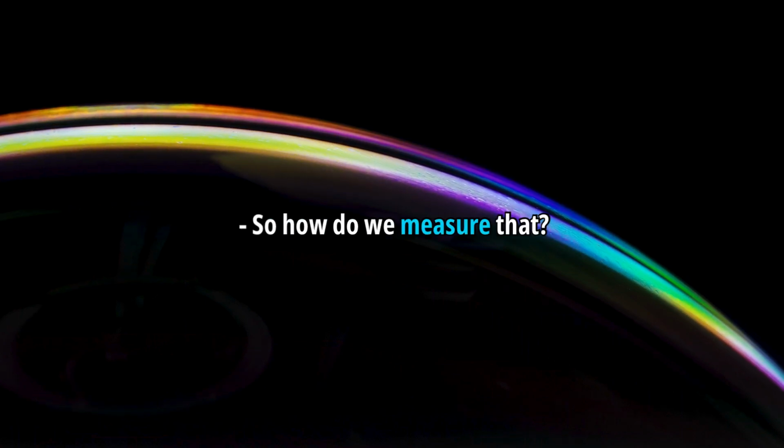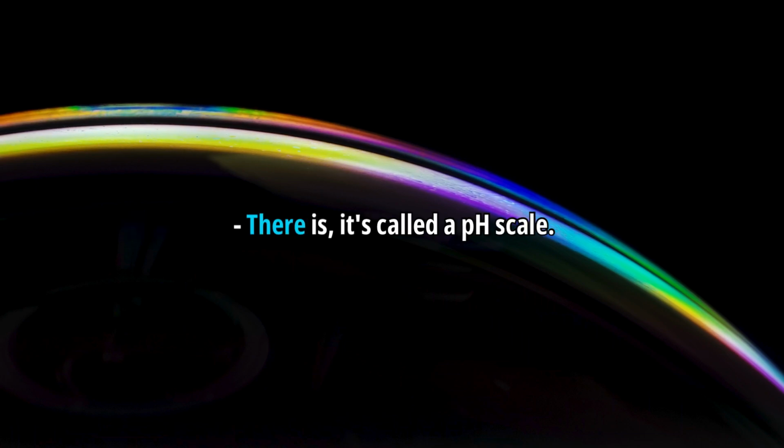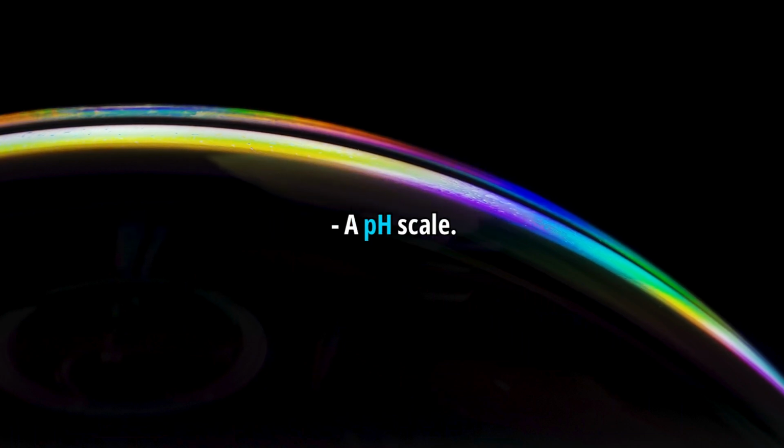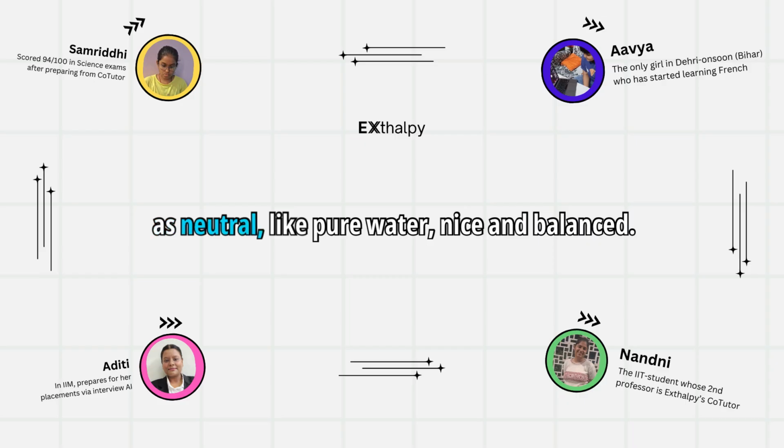So how do we measure that? Is there a chemical scorecard for acids and bases? There is. It's called the pH scale. The pH scale? Yeah. Think of it like a measuring stick. It runs from 0 to 14 with 7 smack dab in the middle as neutral, like pure water. Nice and balanced. Makes sense.